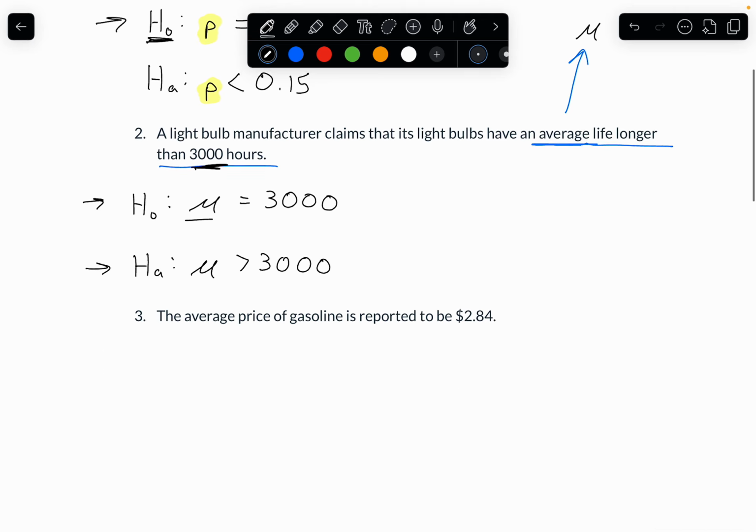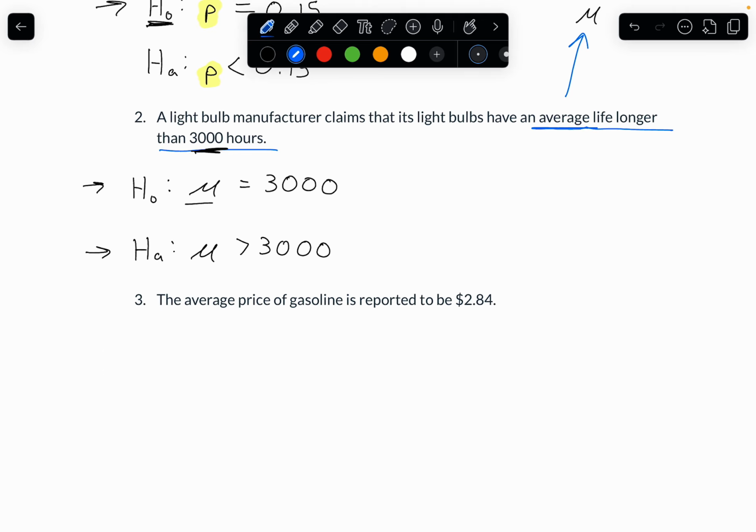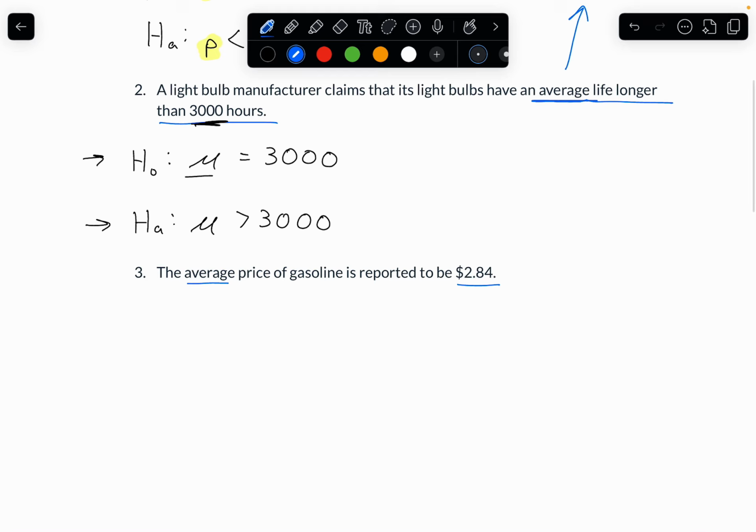And then lastly, down here, number 3 says the average price of gasoline is reported to be $2.84. So this one I think is a little bit trickier, but I'm going to start it off the same way. We need to talk about the null hypothesis, H0, and the alternative hypothesis, HA. And once again, what's our parameter? In this case, it's average, so we should be talking about our population average mu.